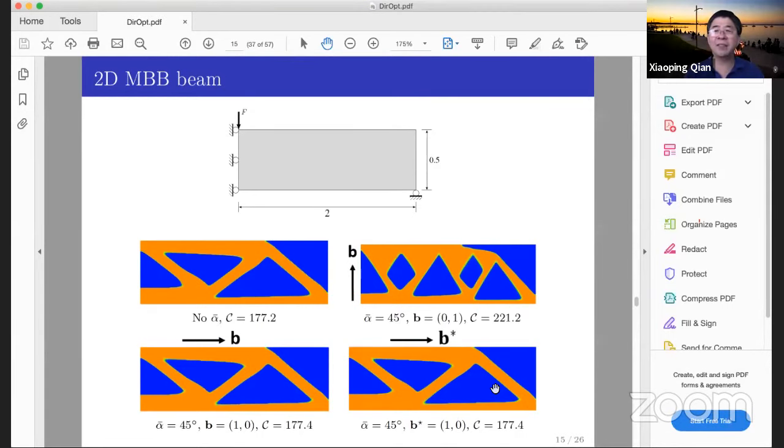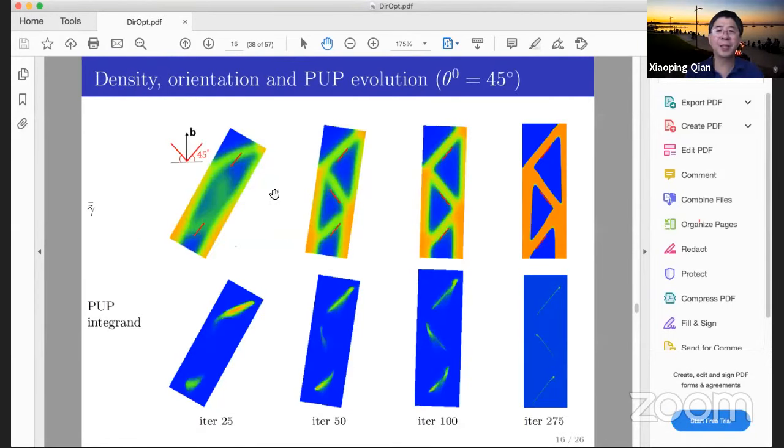So let's see the evolution of angle and the density. To show the build orientation evolution, I'm actually fixing the build orientation and rotating the design domain. So the initial orientation is 45 degrees. After 25 iterations, 50, 100, to 200, this is the orientation we have. As you can see, this part can be built if I allow a 45 degree overhang angle. In the process, you can see the density evolve from here to here. This rotation of the design domain shows the angle change.